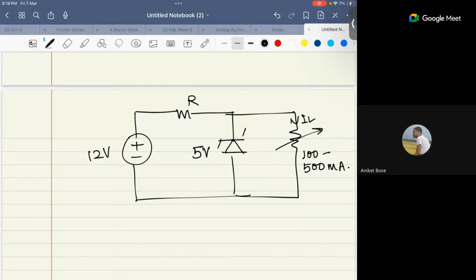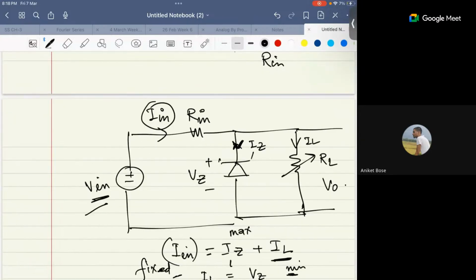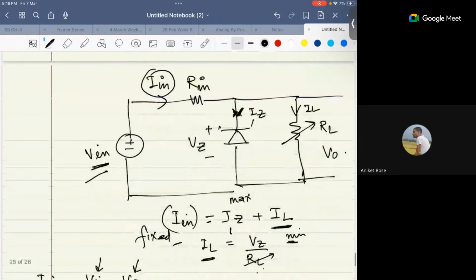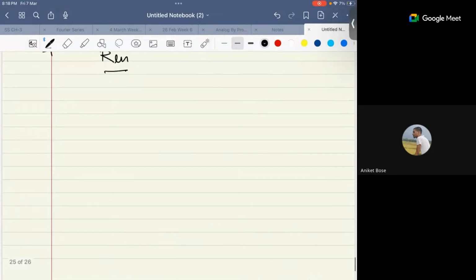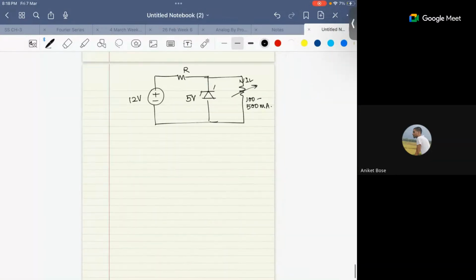What did I say? Your input is fixed. This is the second condition. So your input is fixed, and your RL is varying. Or even though it is RL, you can just think of it as the current varying. I'll try to explain it in a simple way. The current across this load resistance is varying. What did I say about I input? First of all, tell me, will this I input be fixed or variable? Fixed.